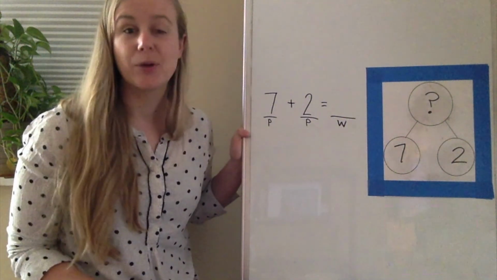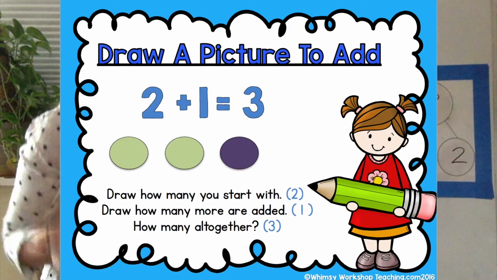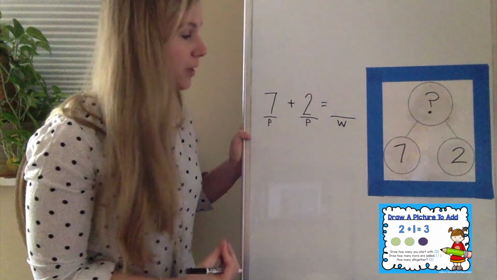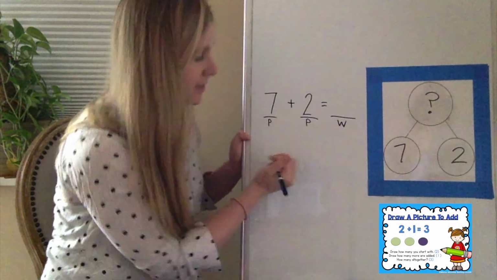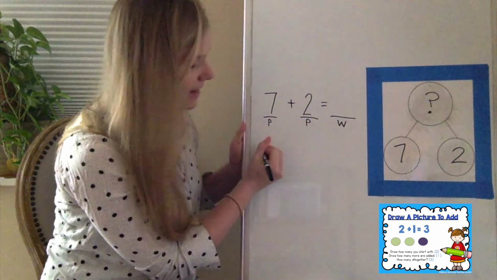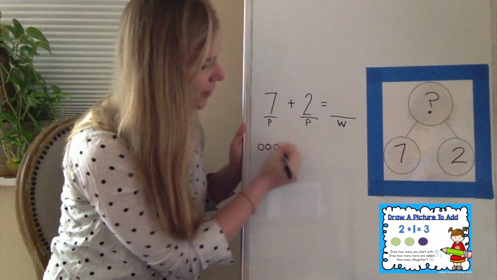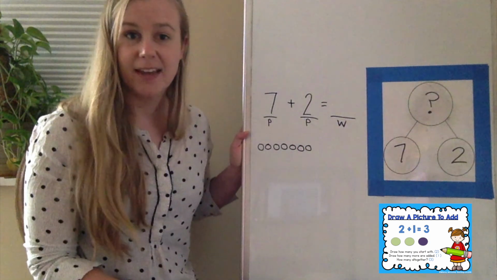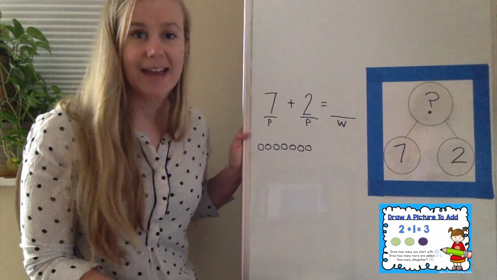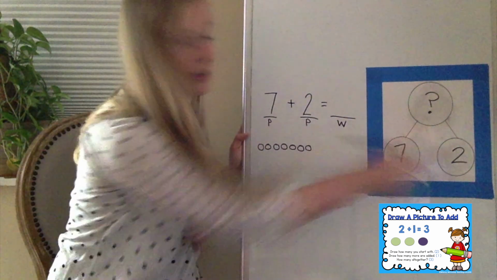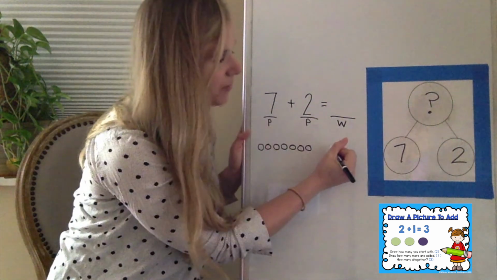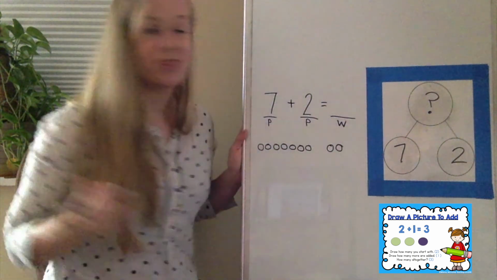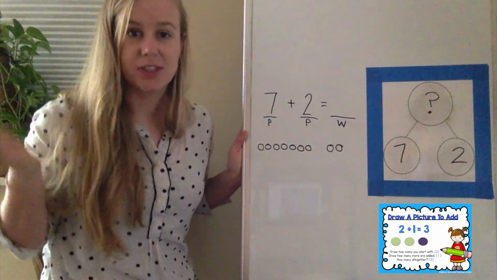So now I'm going to use the other strategy, draw a picture to add. First, I draw how many I start with. That's our first part, 7. Count with me, get ready, go. 1, 2, 3, 4, 5, 6, 7. Then I draw how many more are added. That's my second part, 2. Count with me, get ready, go. 1, 2.